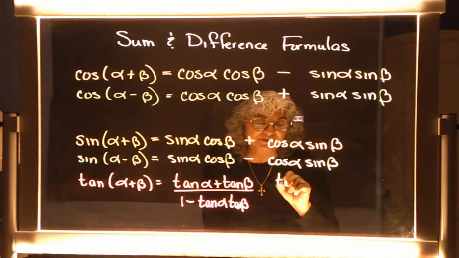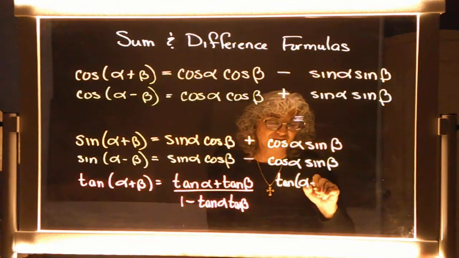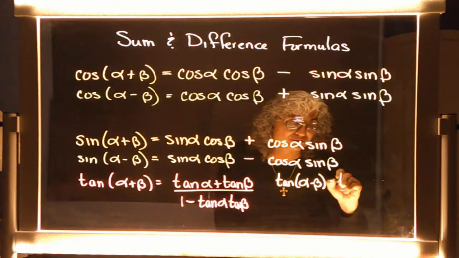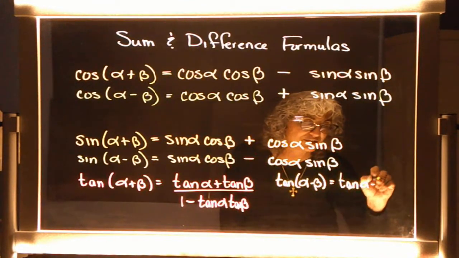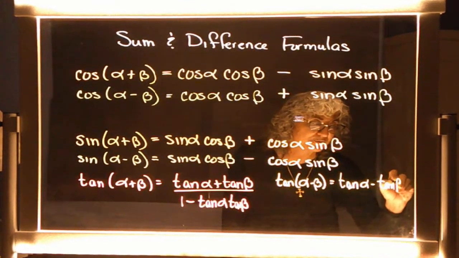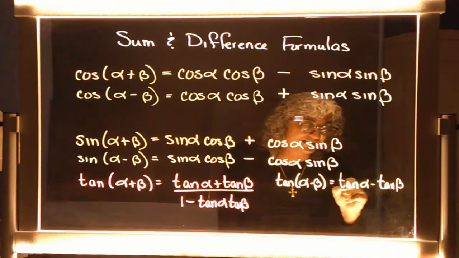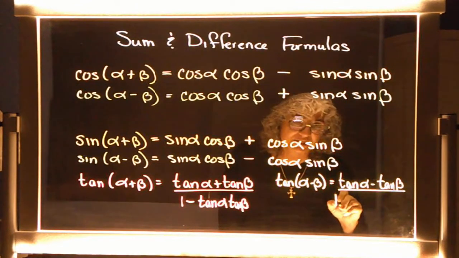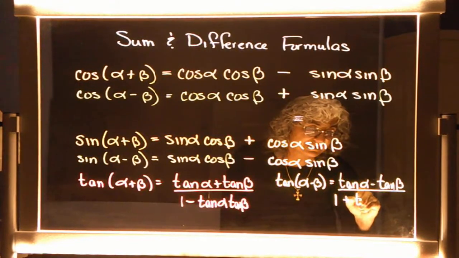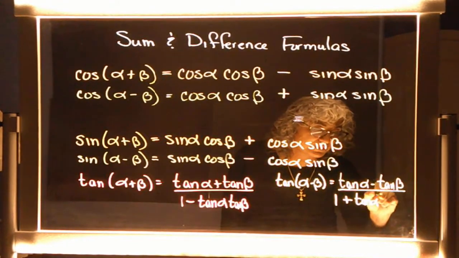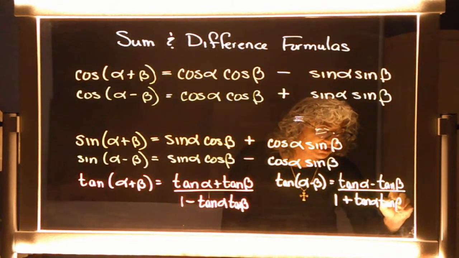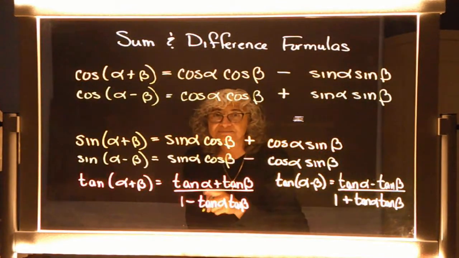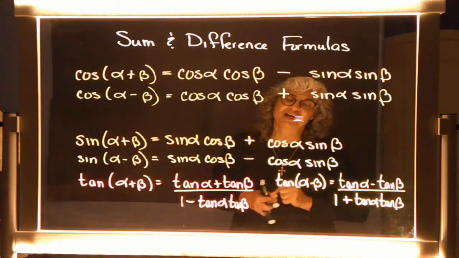And let me put up the tan of alpha minus beta. Again, it looks like a distribution because we do the tan of alpha minus the tan of beta. Yeah, and then it changes. The denominator is now 1 plus. The sign changes from the numerator to the denominator, just like it did over here. Cool? Okay, so hang in there.